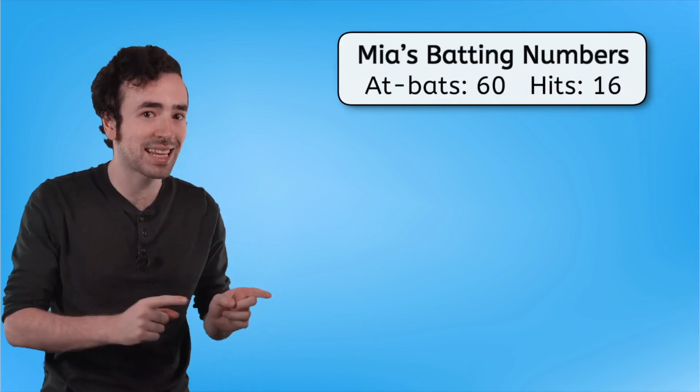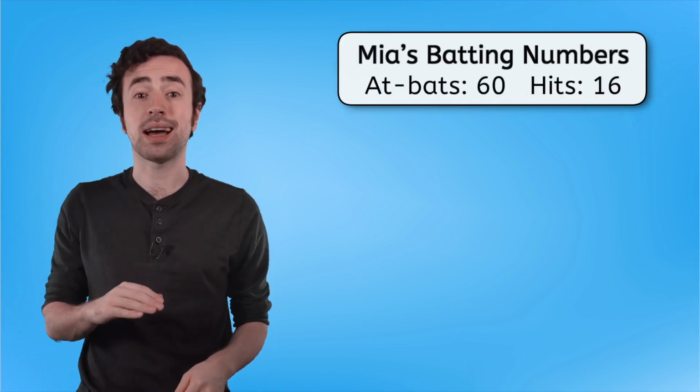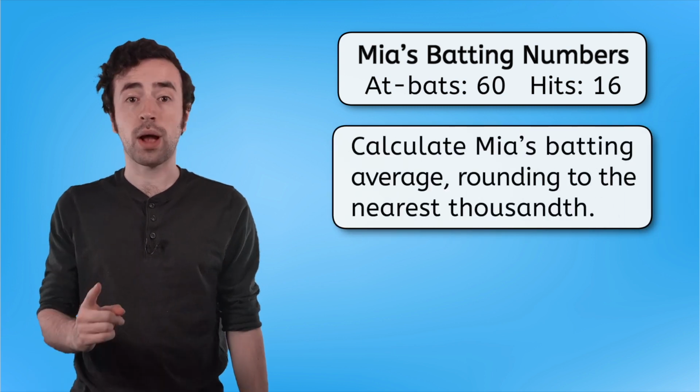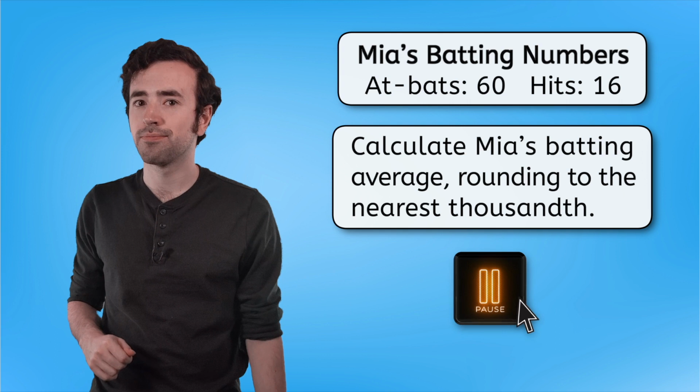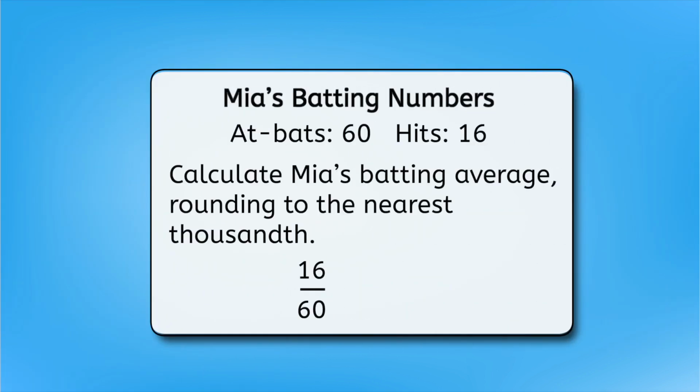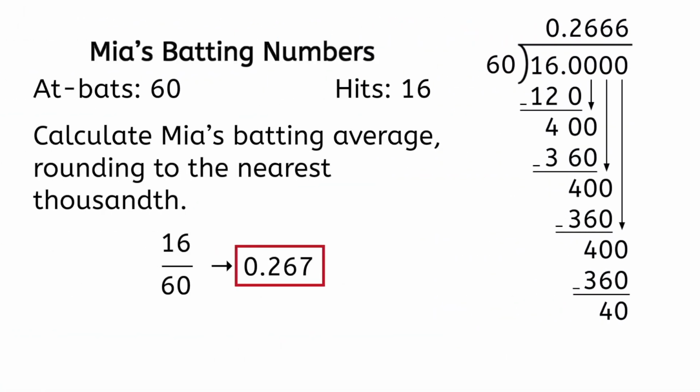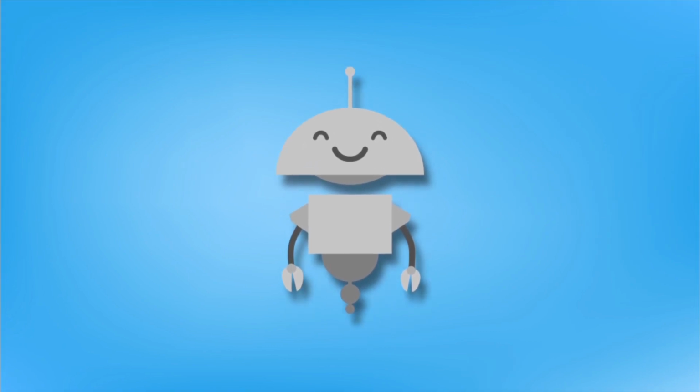Okay, Mia had 60 at-bats this season and got 16 hits. Pause here to calculate her batting average, rounding to the nearest thousandth. These batting numbers can be written as the fraction 16 over 60, which is the same as 16 divided by 60. After dividing, we get a repeating decimal which rounds to 267 thousandths. That's pretty good, Mia.